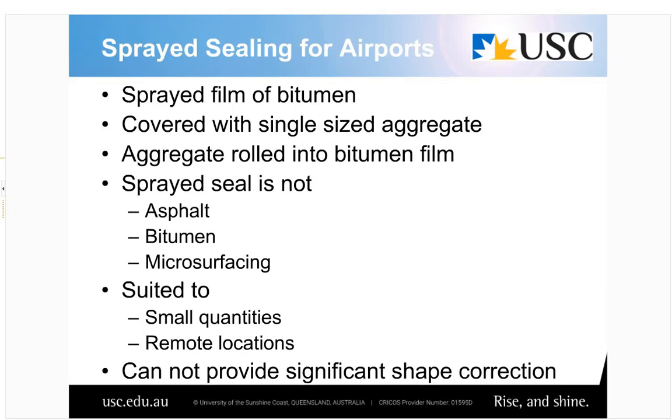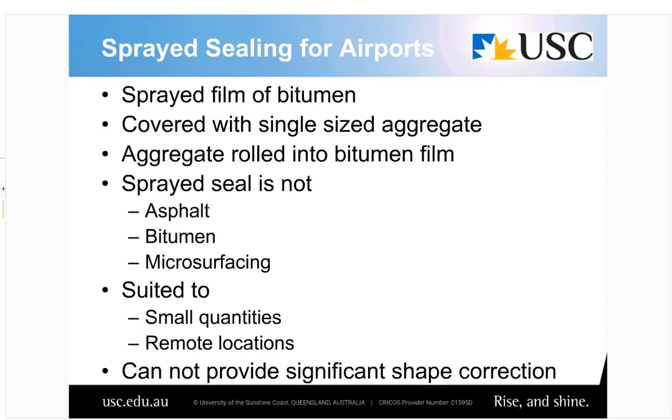So sprayed seals aren't asphalt. Asphalt is a completely different thing, and we'll talk a little bit later about comparing those. It's not bitumen. Bitumen is the first bit, the sprayed film, but it's bitumen plus the aggregate. And it's not microsurfacing, which is, I guess, a technology relatively new to the airport space in Australia that provides a similar outcome, but using a very different process that we won't talk about today, but it's probably worth talking about in an event somewhere in relation to regional airports.